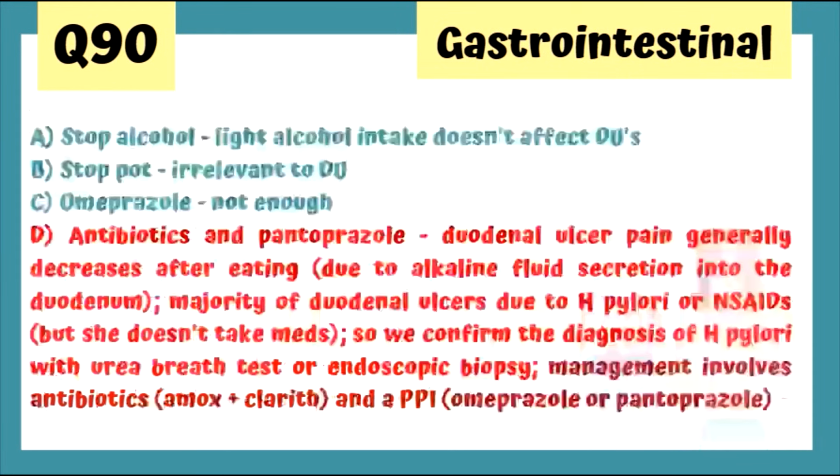The answer is antibiotics and pantoprazole, because she has a duodenal ulcer. The majority of these ulcers are due to H. pylori or NSAIDs, but she wasn't taking any meds. So we confirmed the diagnosis of H. pylori with urea breath test or endoscopic biopsy. Management of this involves antibiotics, as we mentioned, amoxicillin, clarithromycin, and a PPI, omeprazole. ACO: A for amoxicillin, C for clarithromycin, and O for omeprazole.